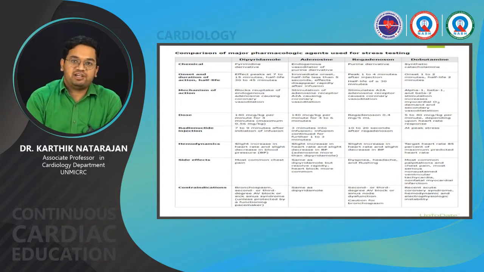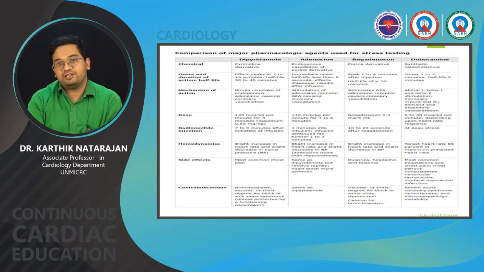The major pharmacological agents used for stress testing: the primary agent which we use is adenosine. All the other agents can also be used, but adenosine offers the benefit that you can give it at a dose of 140 microgram for 4 to 6 minutes. It's very rapidly acting, its action disappears within a very short time, and it's quite safe.